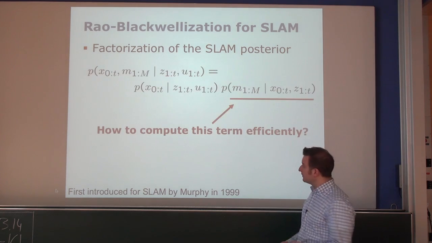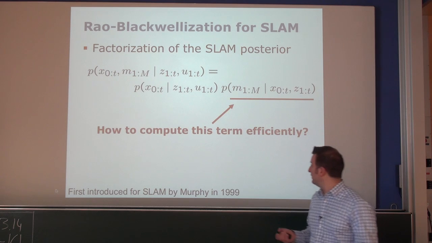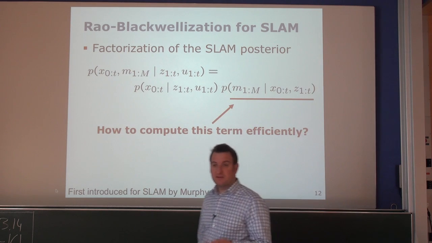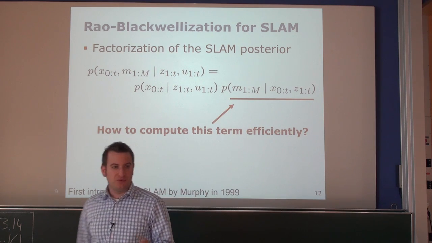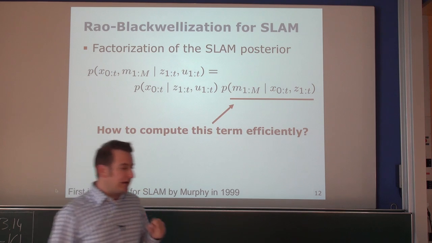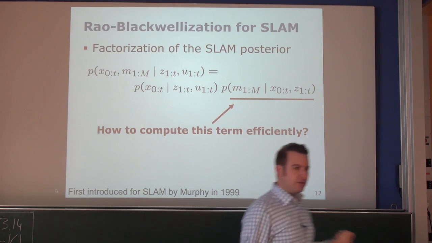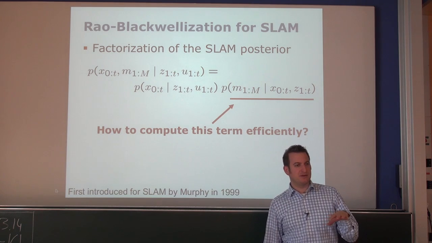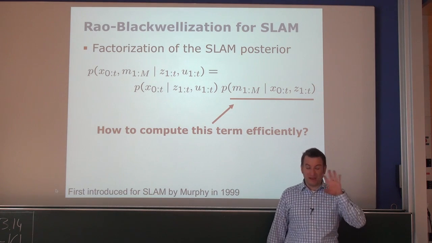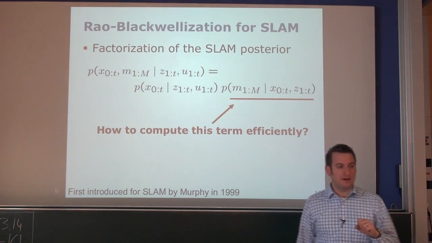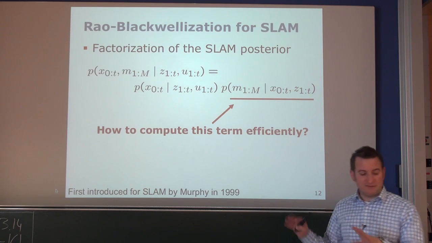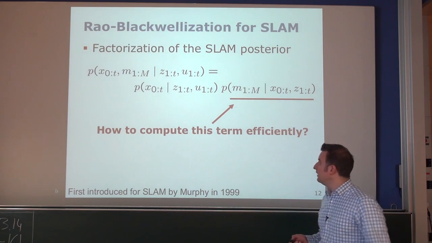Okay, good. So the question is, how can we compute this term efficiently? And this is, again, as I said, mapping with known poses. We discussed mapping with known poses in the context of grid maps, but not that much in the context of the EKF, which we did in the beginning. Let's have a very, very quick look at how we could do that.